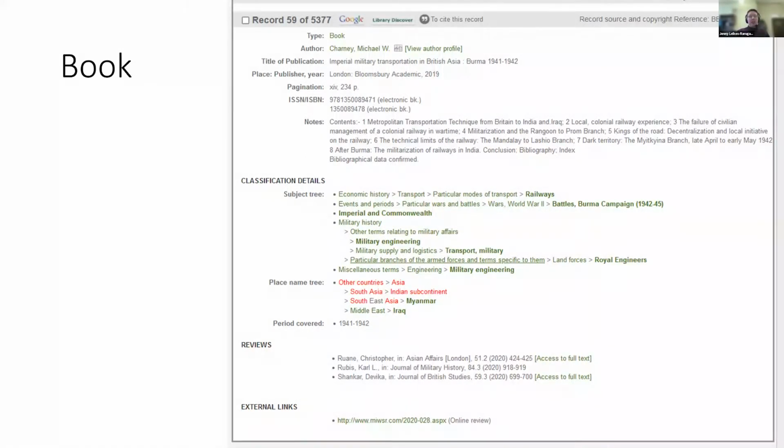In the middle, you'll have the classification information. So this is the subject information, so you can find out at a quick glance what that particular resource is about. And then at the bottom, you'll have a list of reviews where they are available.